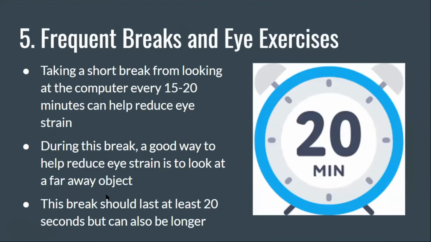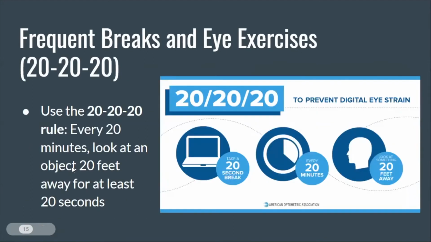So, a fifth technique is frequent breaks and eye exercises. Taking a short break from looking at the computer every 15 to 20 minutes can help reduce eye strain. During this break, a good way to help reduce eye strain is to look at a faraway object. This break should last at least 20 seconds, but can also be longer depending on your preference.